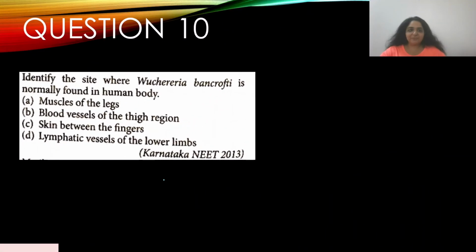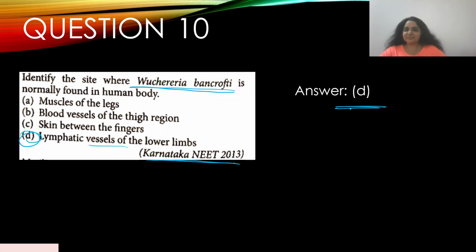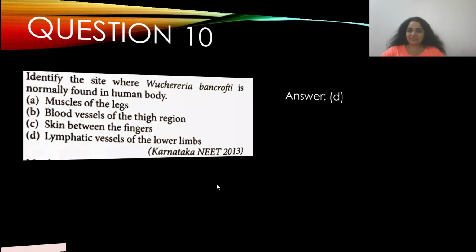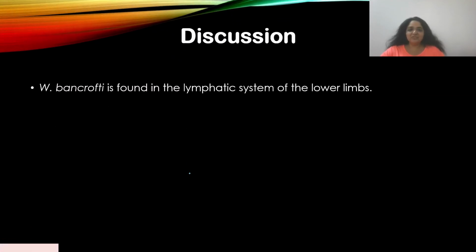Question number 10. Identify the site where Wuchereria bancrofti is normally found in human body. It appeared in Karnataka NEET 2013. We already discussed Wuchereria bancrofti in much detail. I even spoke about the life cycle. A, muscles of the legs, blood vessels of the thigh region, skin between the fingers. No, it's lymphatic vessels of the lower limbs. So the answer is D. Please go back and watch that part again on Wuchereria bancrofti. So it is found in the lymphatic system of the lower limbs.